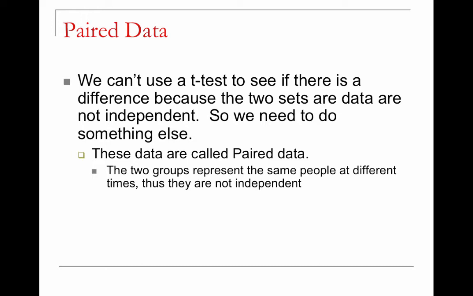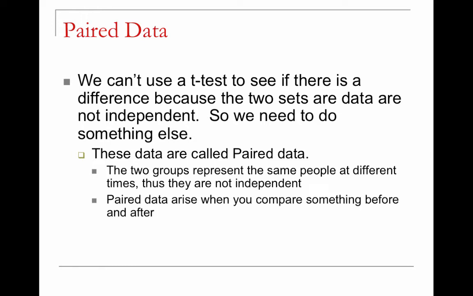So I drive the same route to school every day. So if we looked at how much gas I spent driving to school if I worked 5 days a week versus 4 days a week, it's not independent because you're looking at me both times. Paired data will always arise when you're comparing something before and after. So anytime you're dealing with a before and after, you're dealing with paired data.